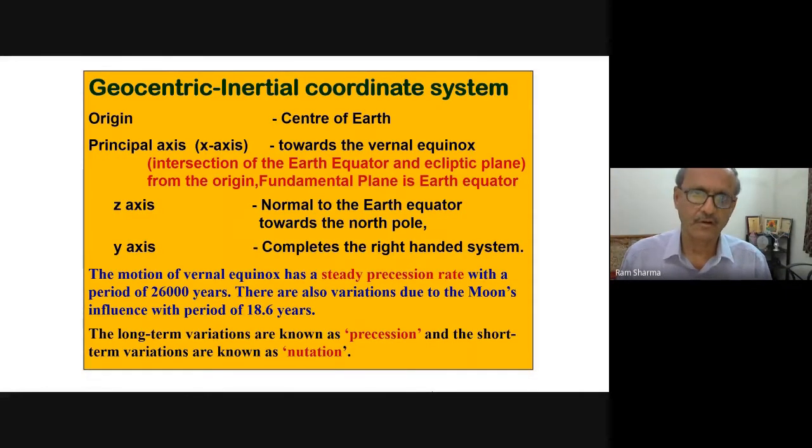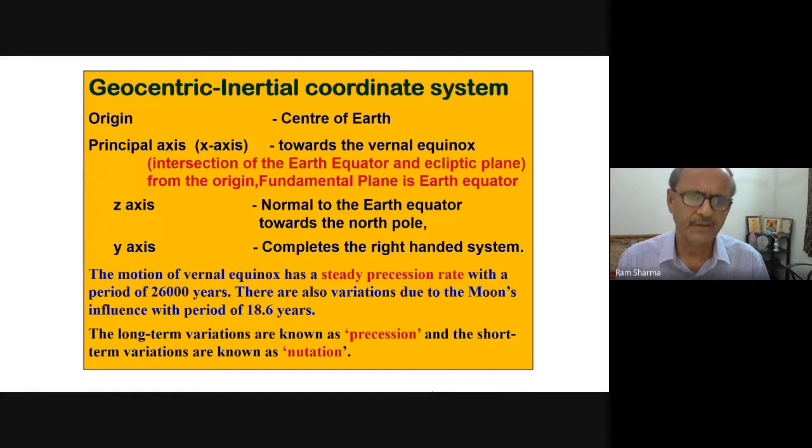This is a geocentric coordinate system. The X-axis passes through the vernal equinox, the Z-axis through the North Pole, and the Y-axis makes a right-handed coordinate system. The motion of the vernal equinox has a steady precession rate with a period of 26,000 years.